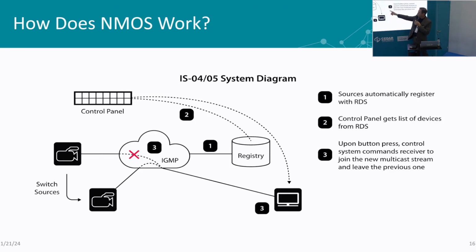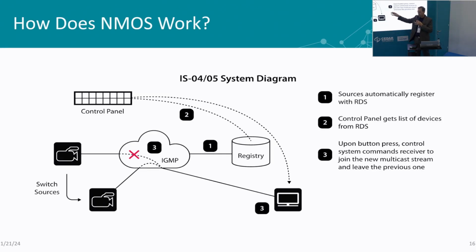The control panel queries that registry and goes, oh, okay, I see I've got these two senders, I've got this receiver, I'm ready to go. A user can then go punch the buttons in there. Let's say source, the bottom camera is already connected to the display. He wants to switch to the leftmost camera. How does that all work?